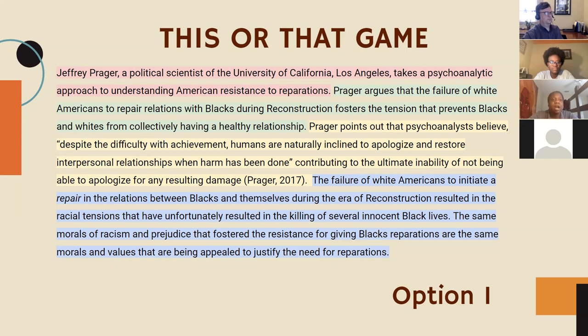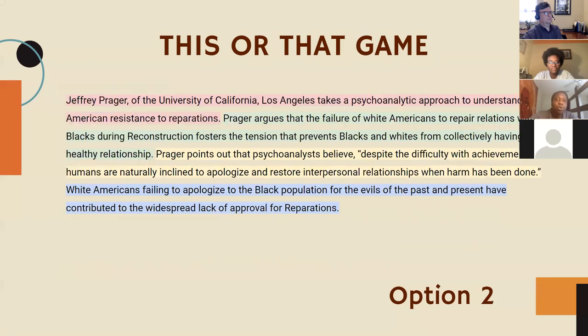So if you look at our red in the introductory phrase, in option one, we have Jeffrey Prager, a political science professor at the University of California, Los Angeles. In option two, we don't have that. And it's actually very important in this instance to mention that Jeffrey Prager is in the field of political science because it is a political science paper, right? So you not only want to make sure people are credible, that they're a scholar, they have a degree, but you also want to make sure they're credible for your field.